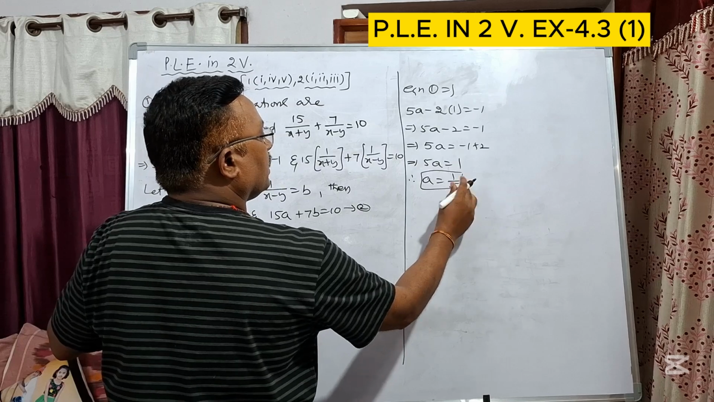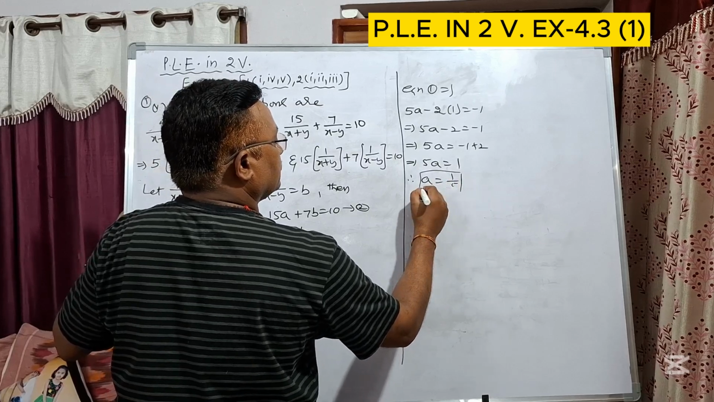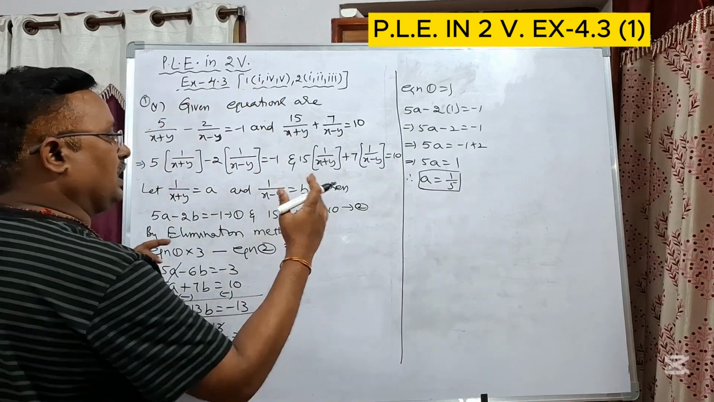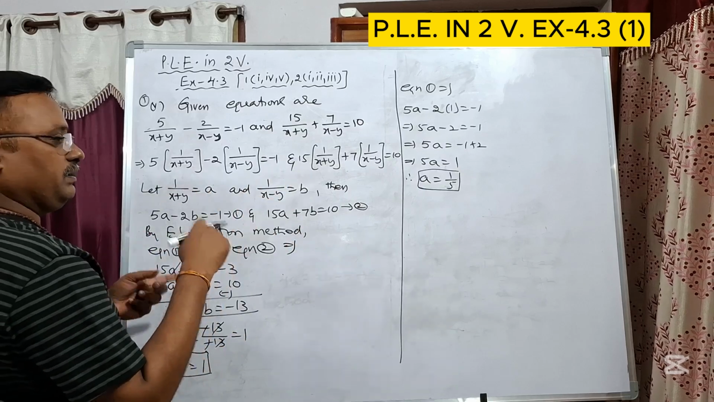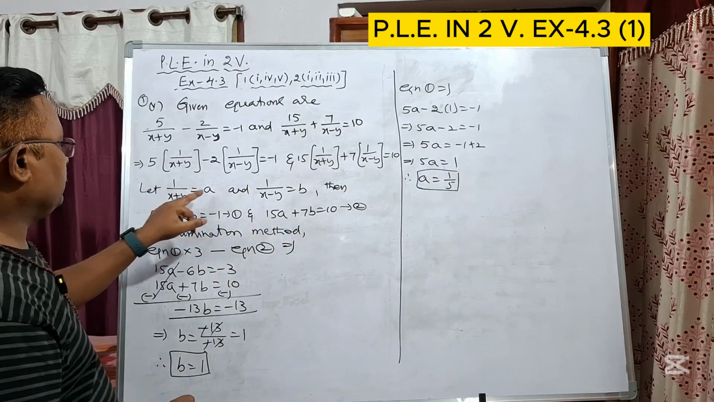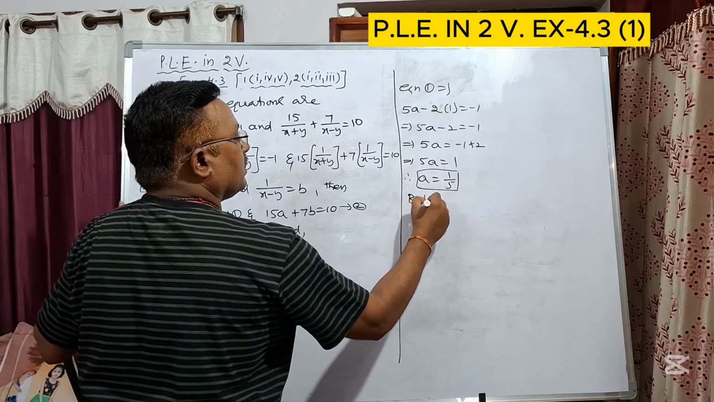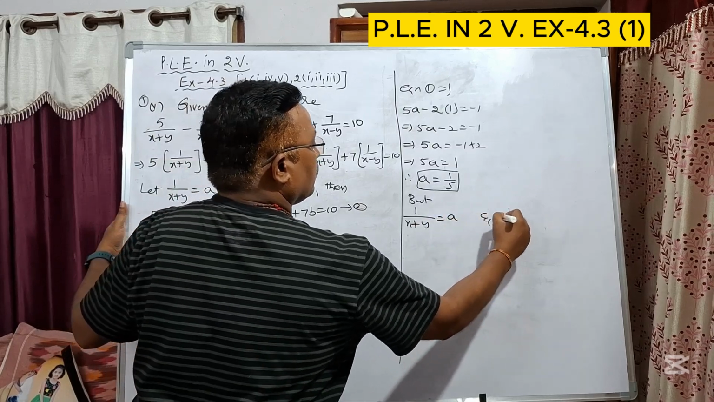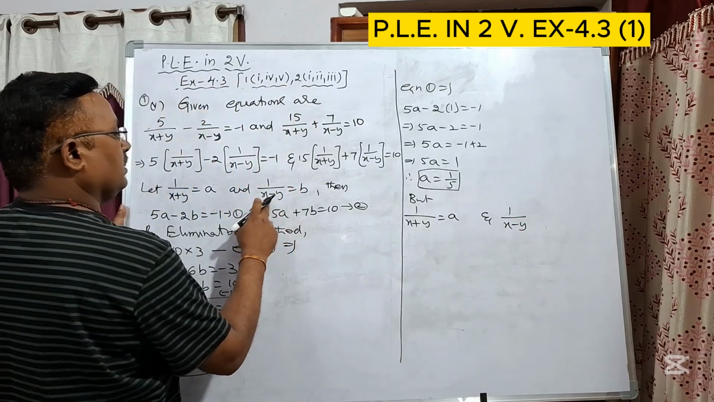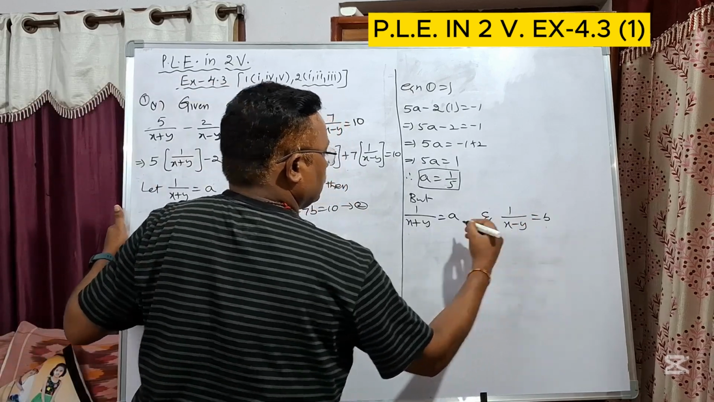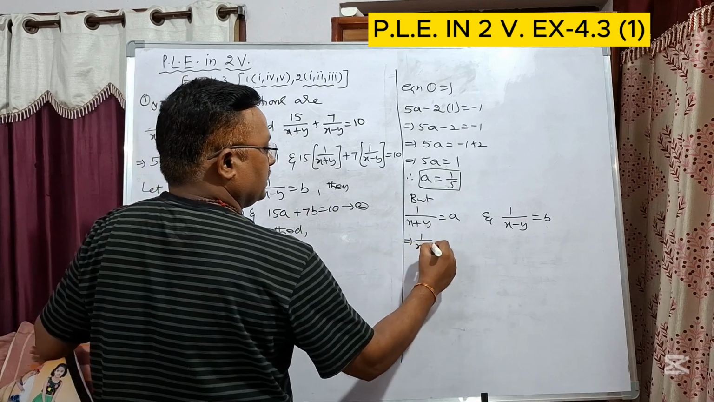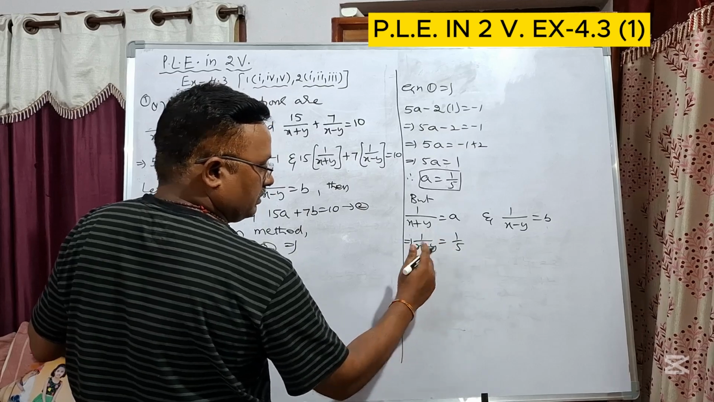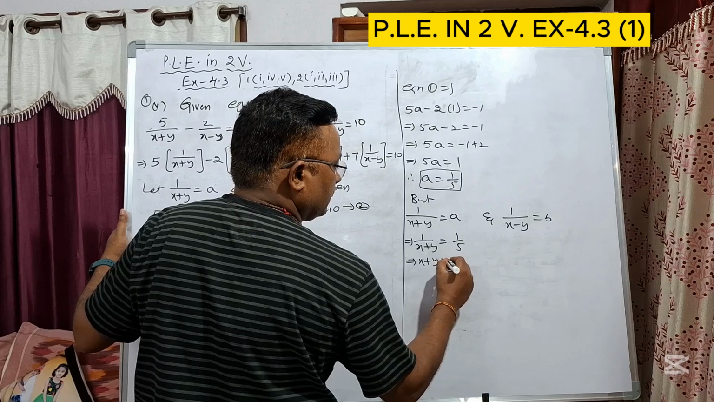These are the new variable values, a value, b value. Those are not the final answer, already I told you. So what we meant by a, what we meant by b? Here 1 by x plus y equal to a and 1 by x minus y equal to b. So use this. This implies 1 by x plus y equal to a value, 1 by 5. Numerators are equal, so denominators will be equal. This implies x plus y equal to 5.